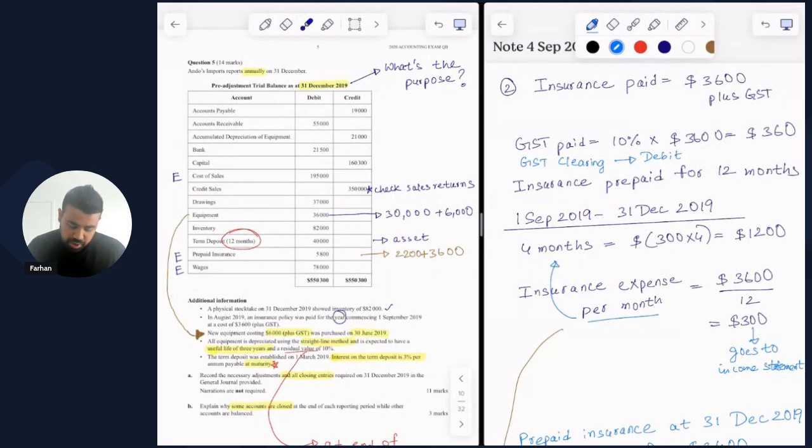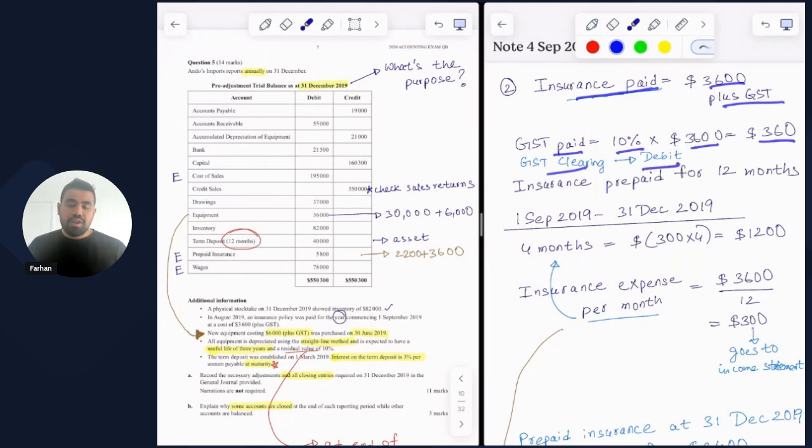Now, what about the second additional information? In August 2019, an insurance policy was paid for the year commencing 1 September 2019 at a cost of $3,600 plus GST. So you can see the working on the right-hand side of your screen. So insurance has been paid $3,600 plus GST. Which means the GST that we have paid when we paid this insurance would be 10% multiplied with $3,600, and that is $360. Any GST that we pay goes to the GST clearing account on the debit side.